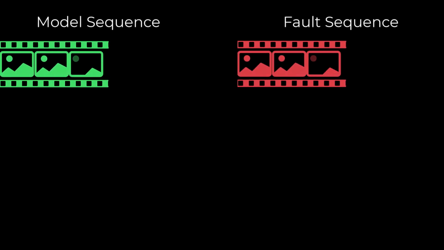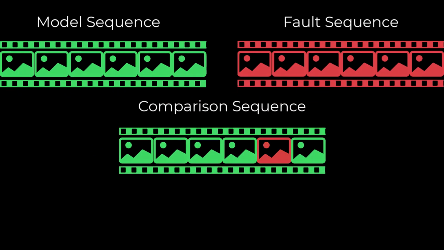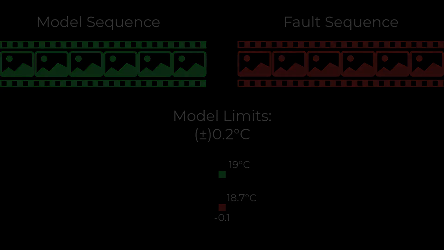A comparison sequence is created by comparing each image in the test sequence to a corresponding set of pixel limits in the model. When a pixel value in the test sequence image falls within the model high and low limits, the corresponding pixel in the comparison sequence is set equal to 0. When a pixel value falls outside the model limits, the corresponding pixel in the comparison sequence is set to the difference between the pixel value and the closest limit.